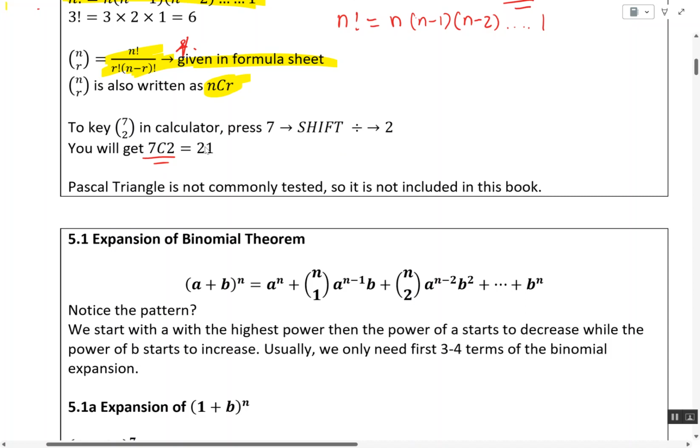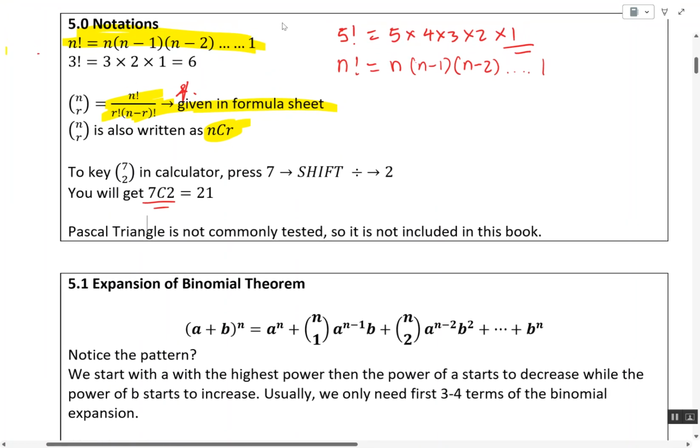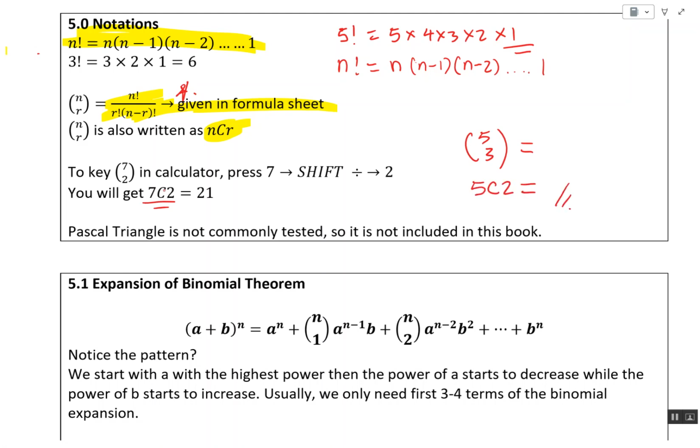The thing you all need to take away from this first page, for this entire portion, is that if you see this bracket 7 bracket 2, this is what I call 7 choose 2. Similarly, if I give you this and I ask you for the value in your calculator, what you key in is 5 choose 2, and then you get a value. That's all.